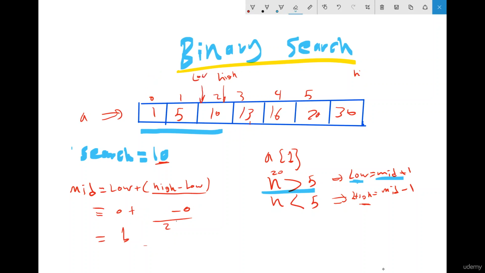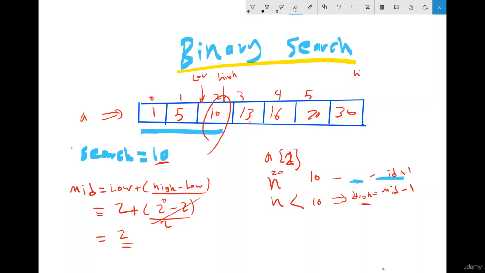So now we do another search. The low is 2 plus the high, 2 minus 2, over 2. Is that right? This will be 0, and the mid will be 2. So A of 2, how much is A of 2? A of 2 is 10. Is the number that I'm searching for less than 10? No. Is it greater than 10? No. My number that I'm searching for is 10. So yes, this is the number. I find it.